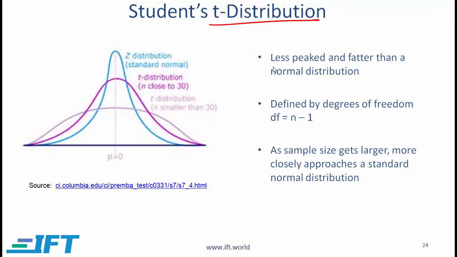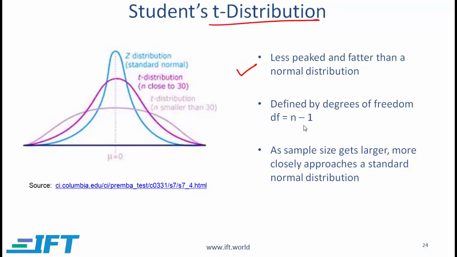Notice that the T distribution is less peaked and fatter than the normal distribution. So the T is basically short and fat relative to the Z distribution. Also notice that the T distribution depends on the sample size. When the sample size is small, then the T distribution is very short and fat. As the sample size increases, the T distribution approaches or gets closer to the Z distribution.